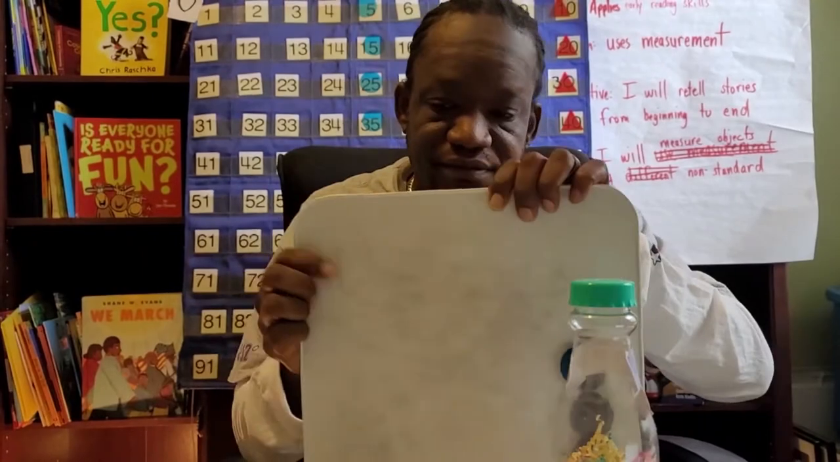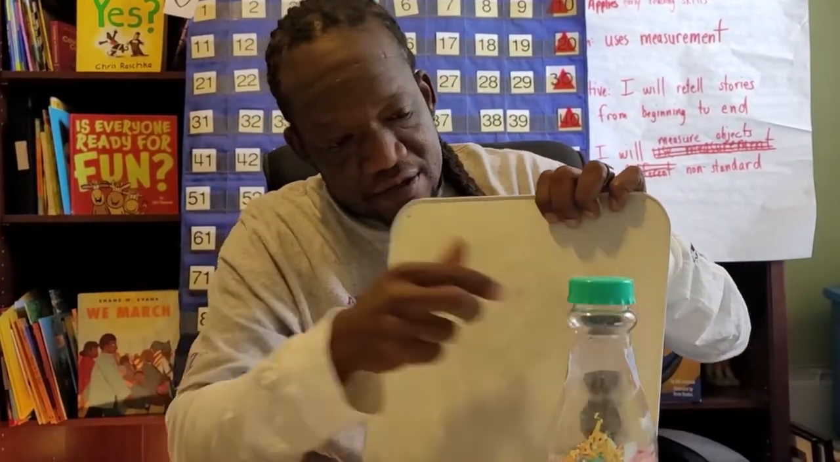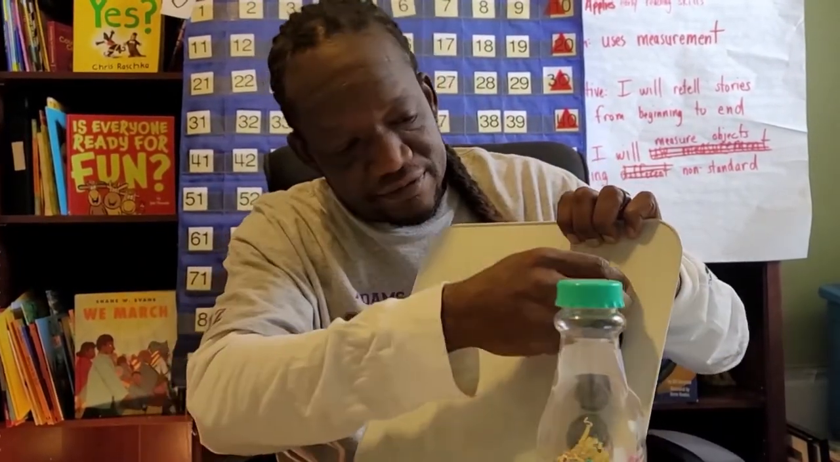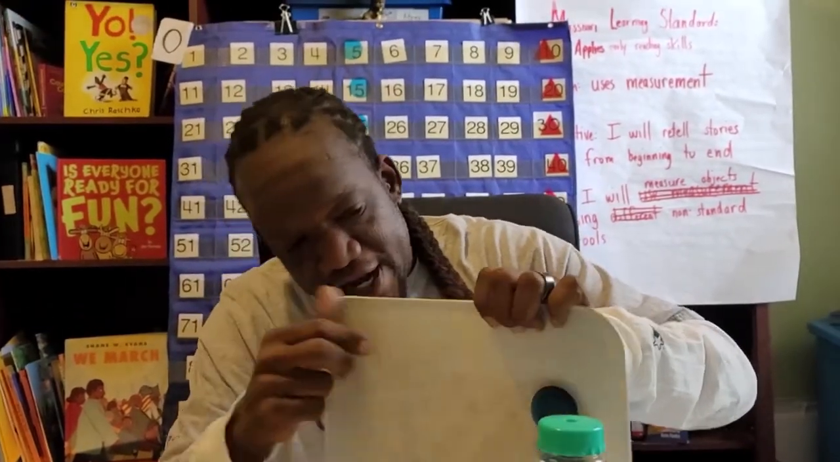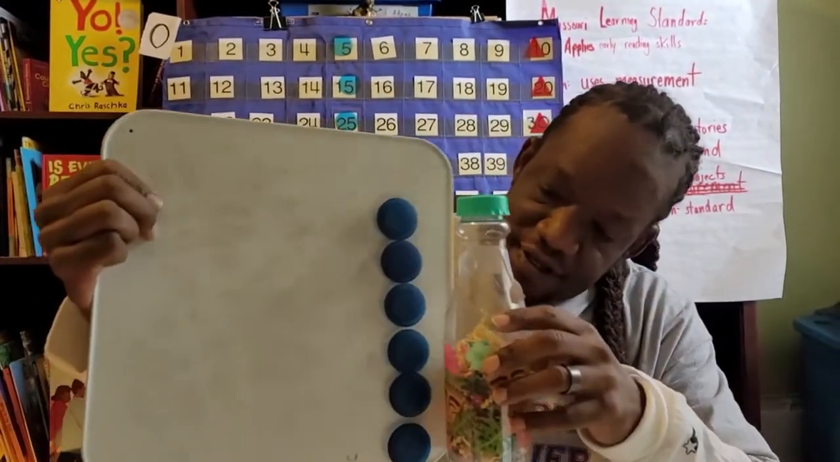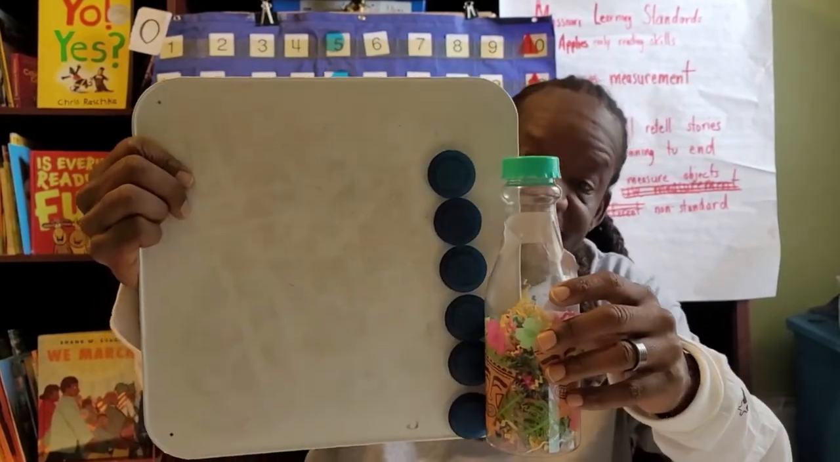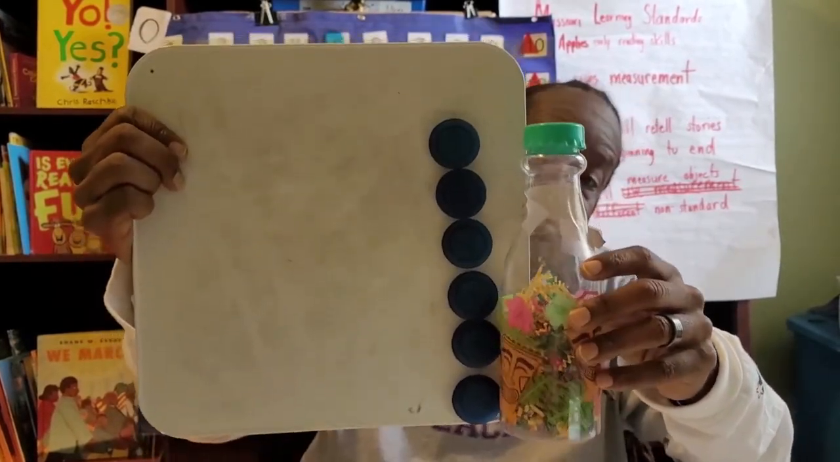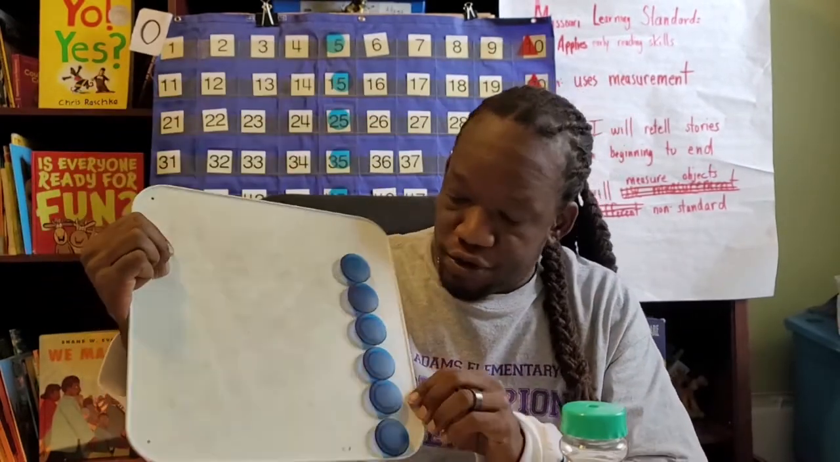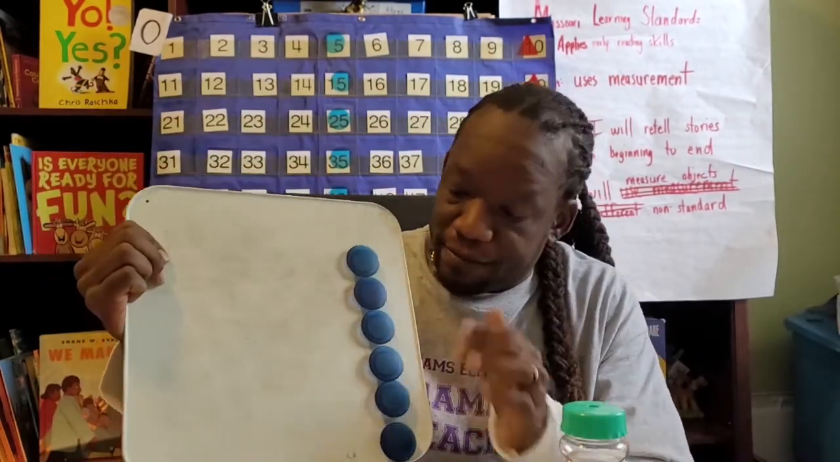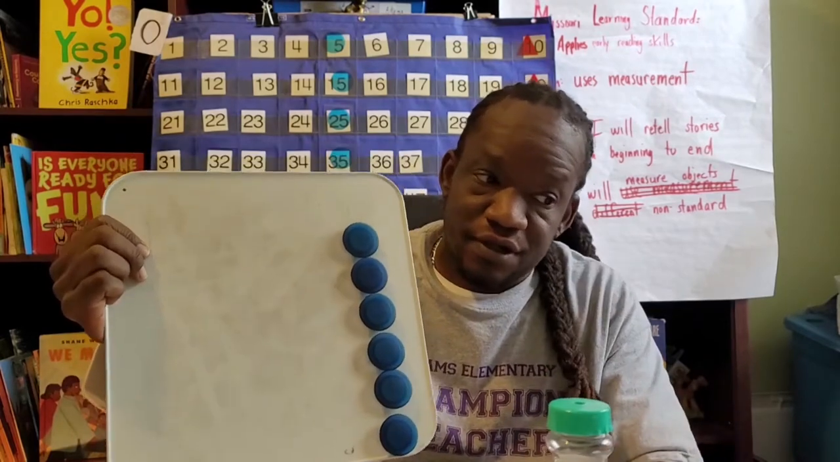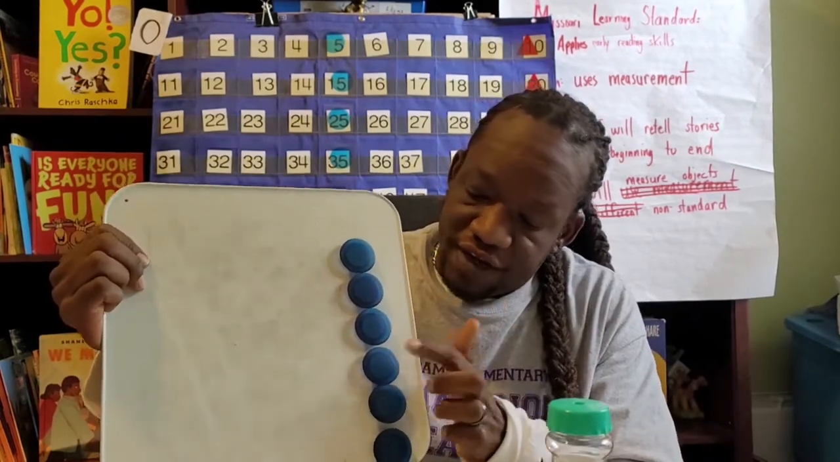Let's see. That's about right? Is that about right? Yes! So we can count on. I can count on now how many blue magnets tall, how many big magnets tall the bottle is. 1, 2, 3, 4, 5, 6.